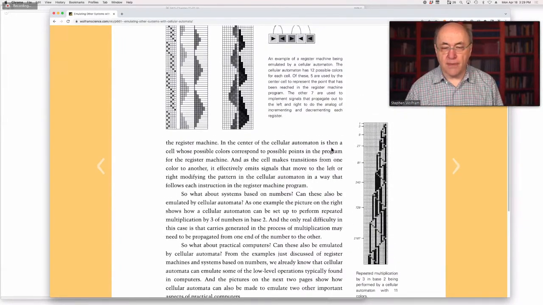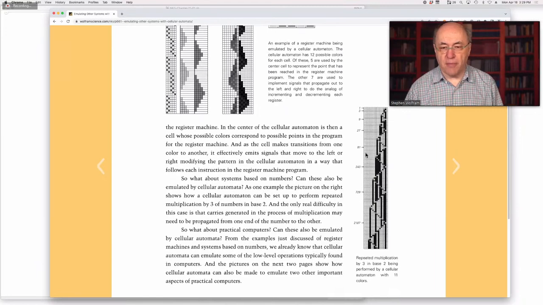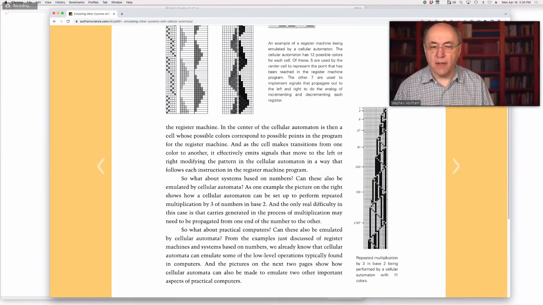Okay, and then another thing, this is an arithmetic system. We're doing repeated multiplication by 3 in base 2. This is being performed here by a cellular automaton with 11 colors. Probably doesn't need to be as many as that. It will be another good thing to search for, to find a more minimal example of that. But here again, this is the thing where we're doing digital arithmetic, and we've got carry bits running back and forth and things like this.